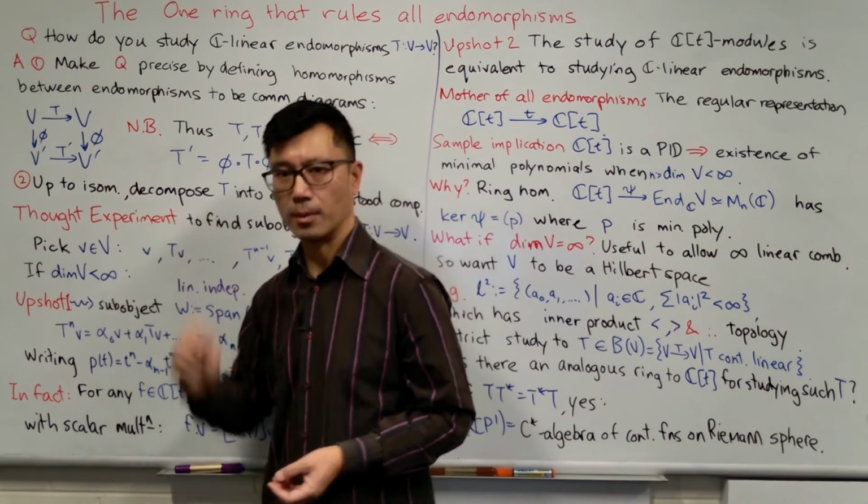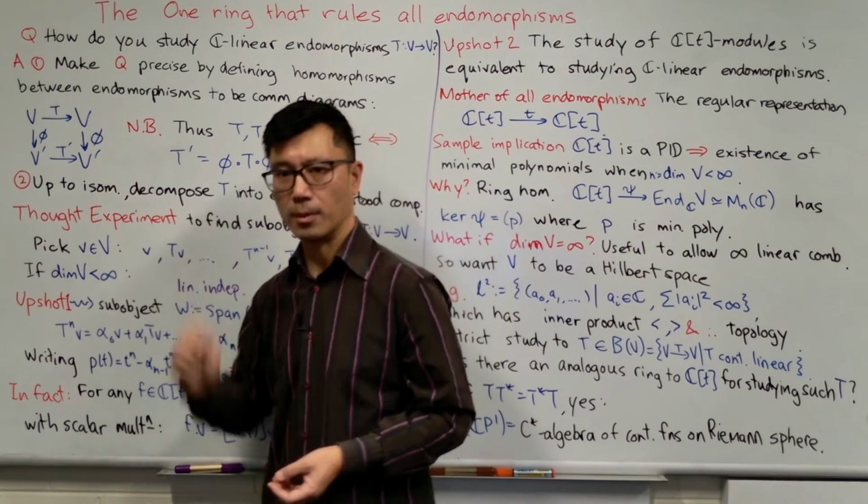Okay, so let me just say some words about sample applications of this fact that you have this one ring that rules all endomorphisms. So really we want to study this ring. Features of this ring and its module theory will tell us lots about linear endomorphisms. In fact, it will tell us everything. So I just want to give you one example here. In later videos in this playlist, I'll tell you more. But the first fact, for example, is that we know that this C[t] is a principal ideal domain. So that means that every ideal inside here is generated by a single element.